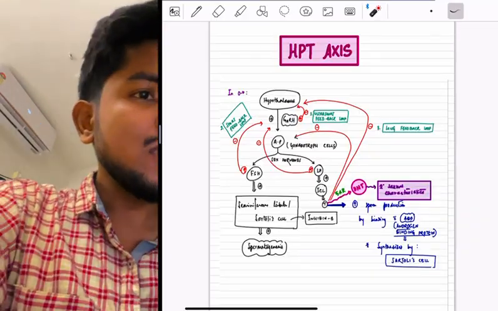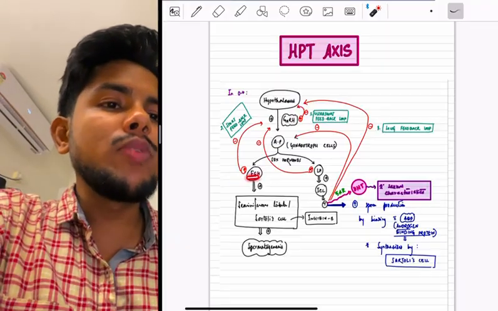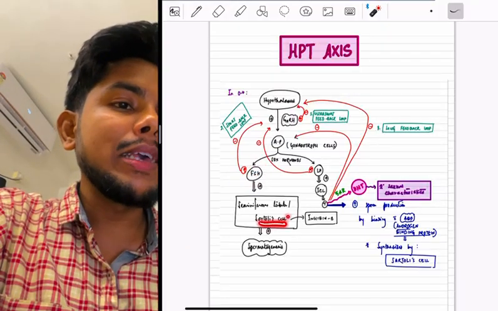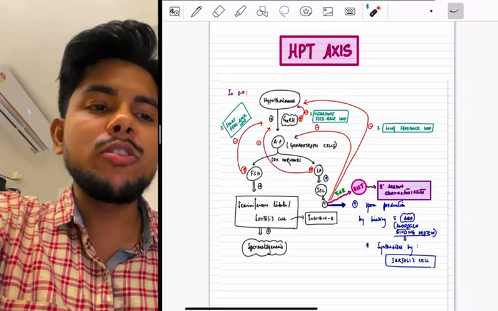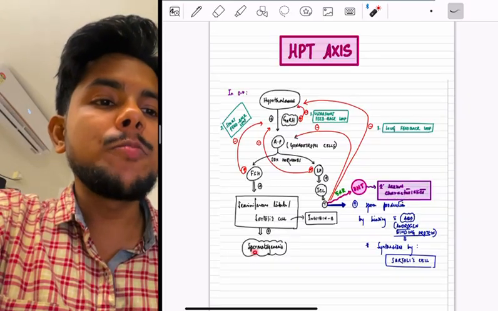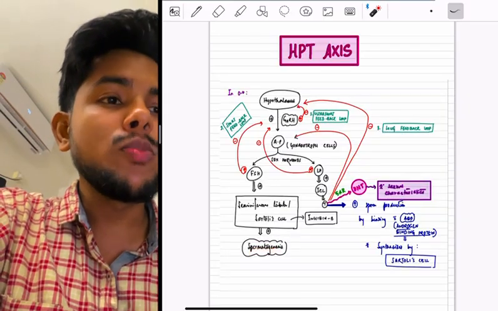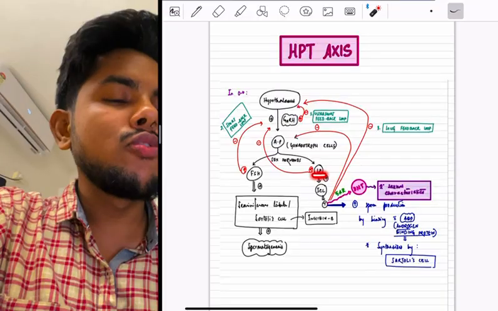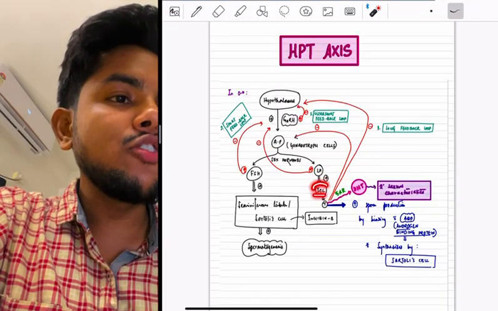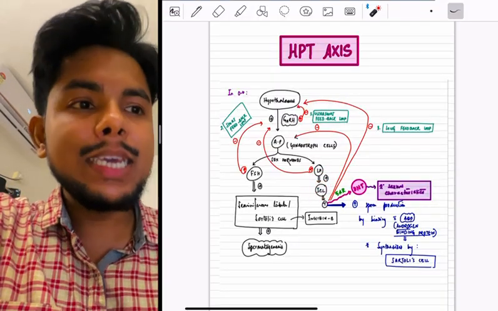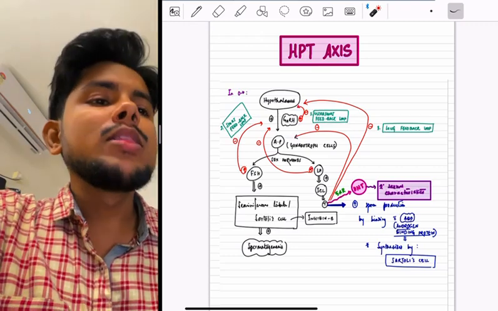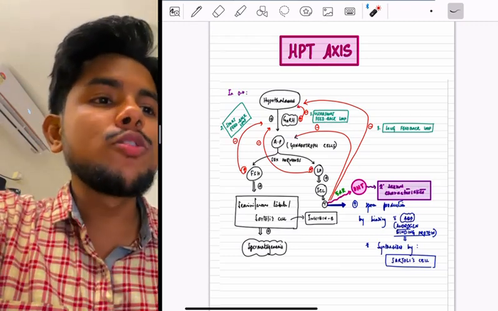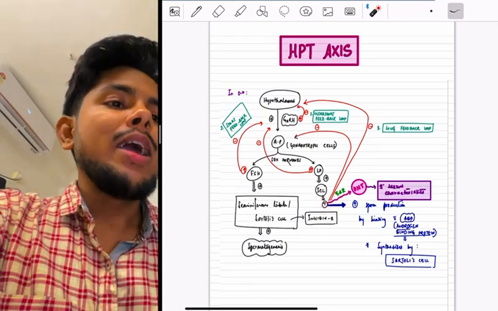Now please focus. FSH is going to act on the Sertoli cells present inside the seminiferous tubules, and they help in the process of spermatogenesis. On the other hand, LH is going to act on the interstitial cells of Leydig, and they are going to produce testosterone. Am I clear with this?